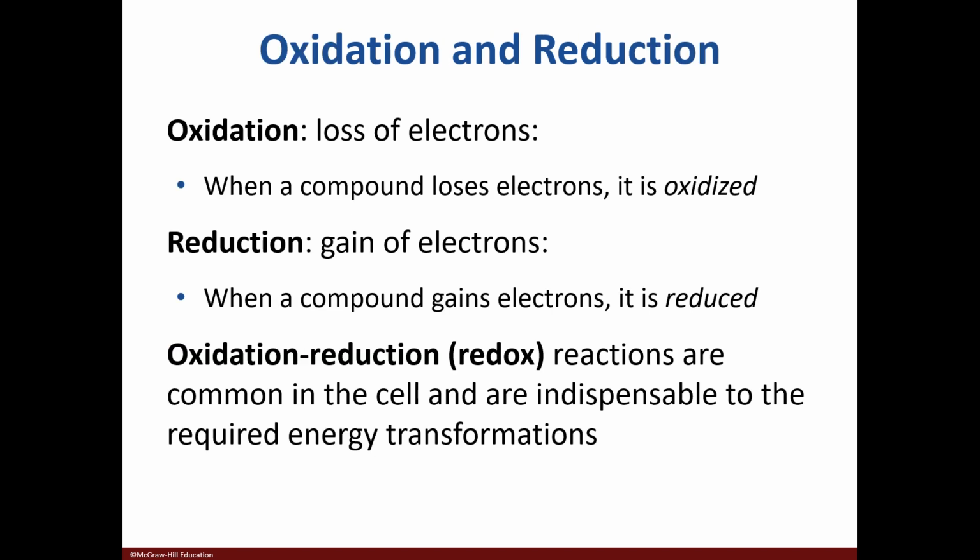Let's look at two important terms. Oxidation is a loss of an electron from a compound. Reduction is when a compound gains electrons. Whenever we couple the two, we call it a redox reaction. These reactions are very vital to metabolic processes.